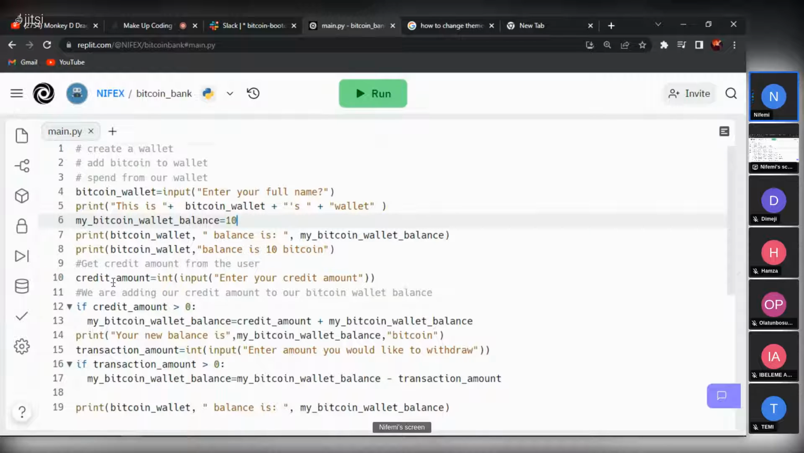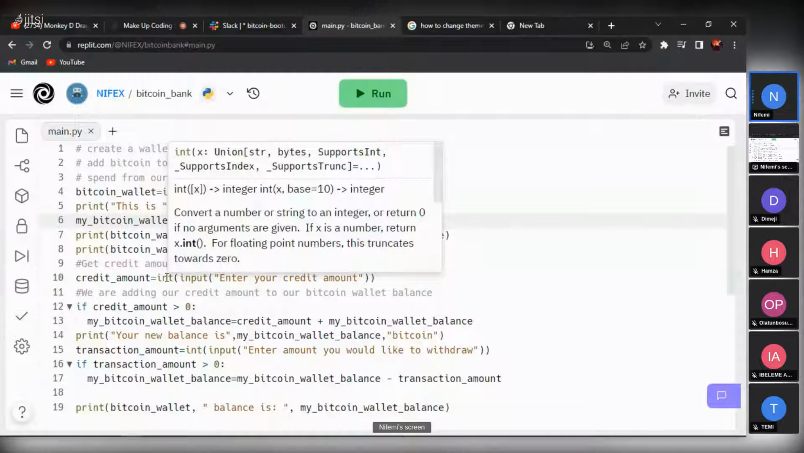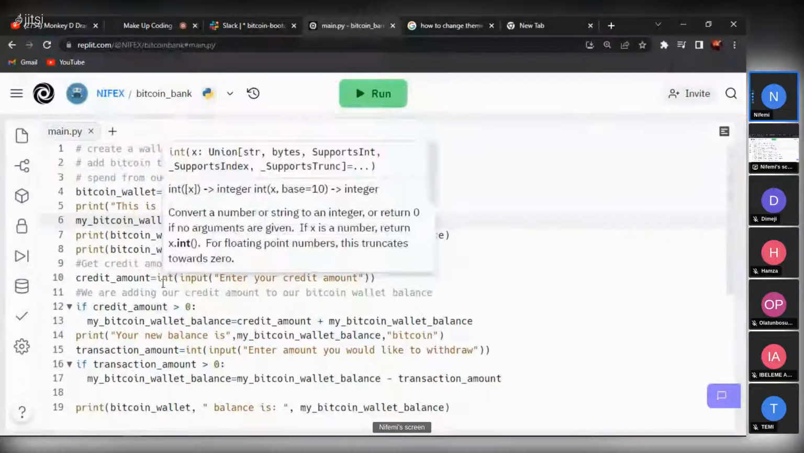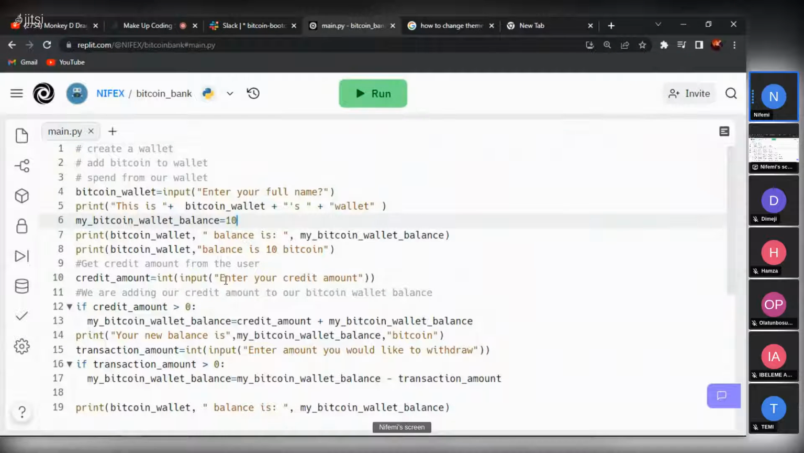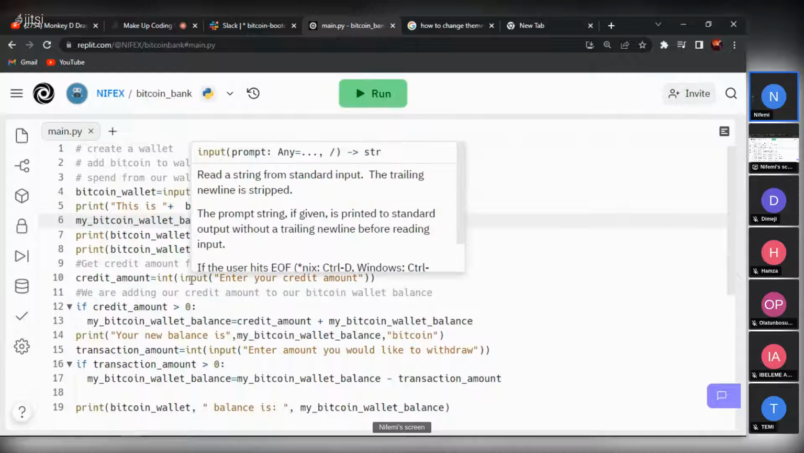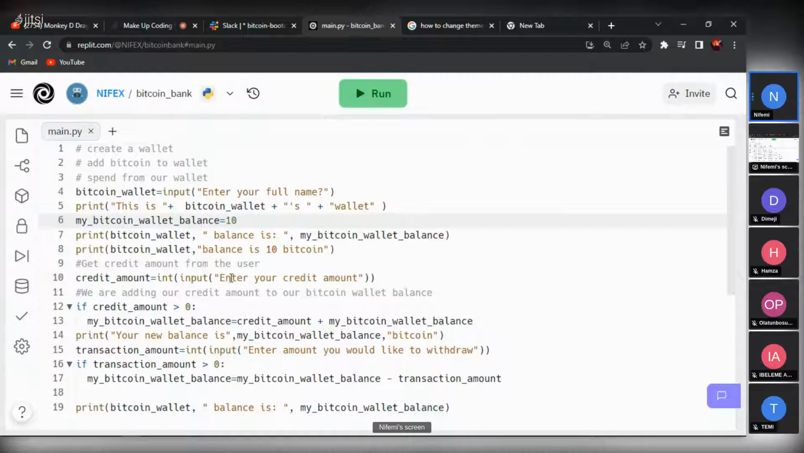The credit amount is the amount that we want to be inside our Bitcoin wallets. So here we're using integer because we're going to use the input to type in a number, and since it's not going to be a letter, we are going to have to store that inside an integer variable, because you use integers to store numbers. So it would be input enter your credit amount, and you type in the number you want.